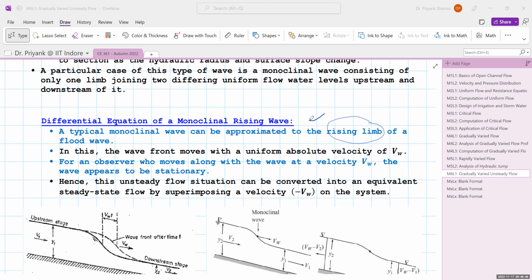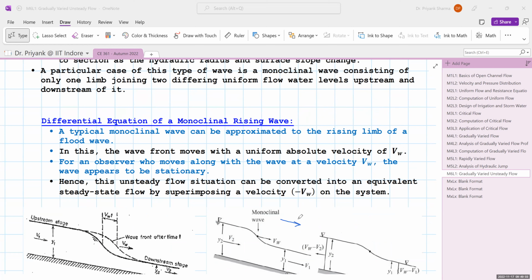If you have this flood wave, this is called the rising limb of the flood wave, and that is a monoclinical wave. Your wavefront moves with the absolute velocity of Vw. If an observer moves along with the wave, then for him the wave appears to be stationary. Now this unsteady flow can be converted to a steady flow system by inducing an additional velocity of minus Vw. Your velocity is Vw in this direction, so by inducing an opposite direction velocity, minus Vw, it can be converted to an equivalent steady flow system.